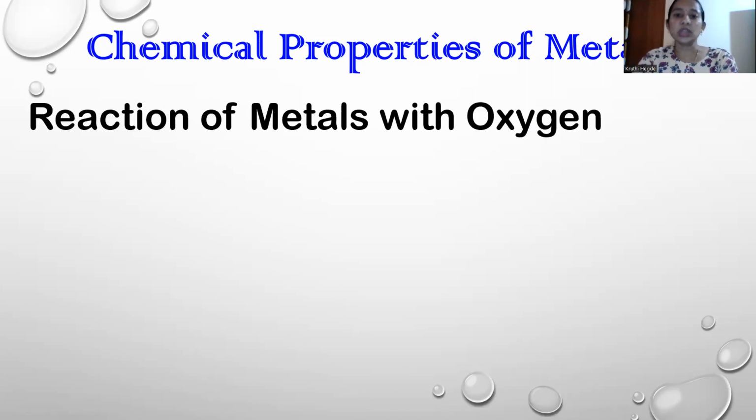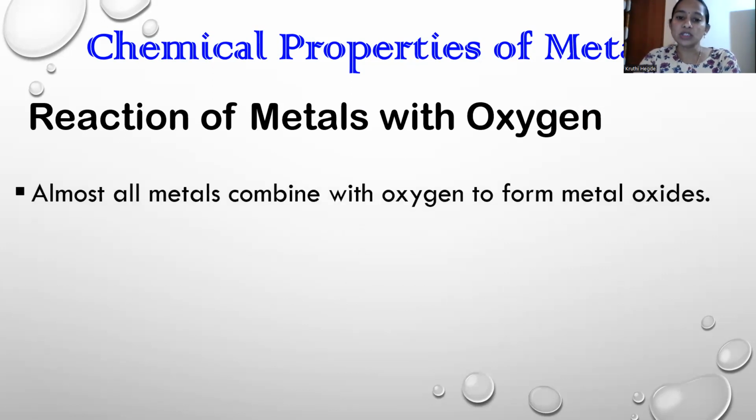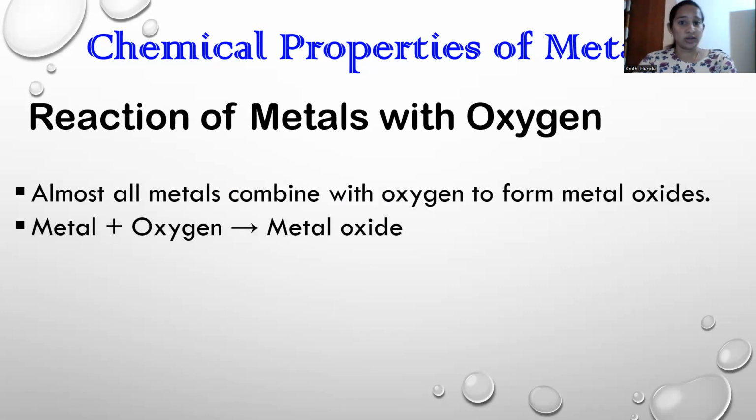First one is reaction of metals with oxygen. How do metals react with oxygen? Let us understand about that. Metals generally react well with oxygen. Most of the metals react with oxygen to produce metal oxides. Metal with oxygen gives metal oxides. Almost all metals combine with oxygen to form metal oxides. So the general equation is metal plus oxygen produces metal oxide. This is a general equation.